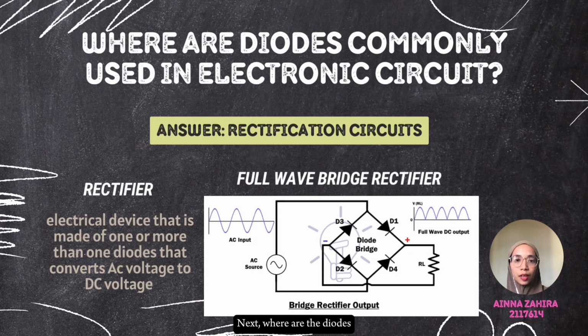Next, where are diodes commonly used in electronic circuits? The answer is in rectification circuits. A rectifier is an electrical device that is made of one or more diodes that converts alternating current AC into direct current DC voltage. It is used for rectification, where the diagram beside shows the example of a full-wave bridge rectifier, which uses 4 diodes to convert both half cycles of the input AC into DC output.